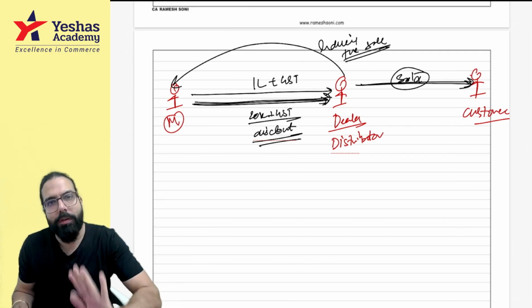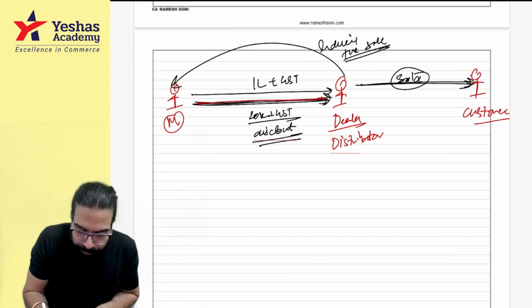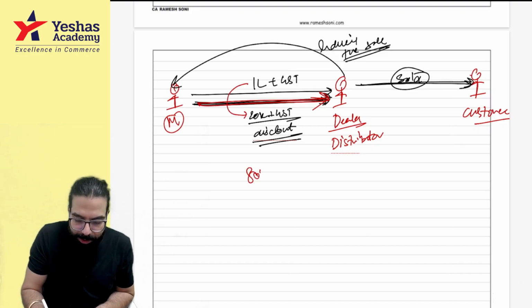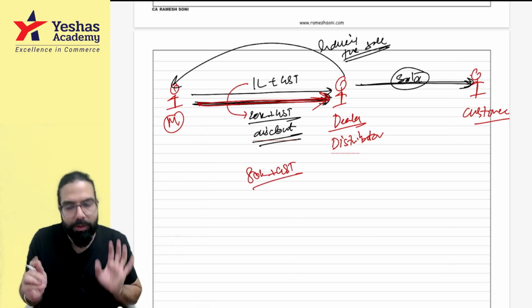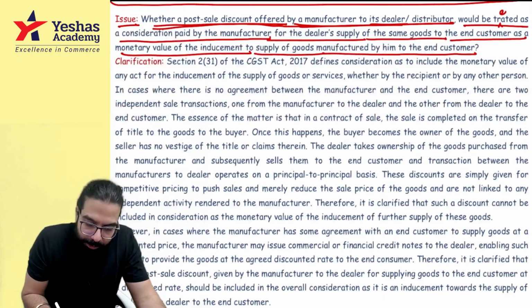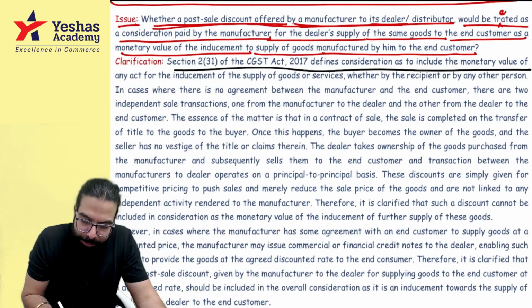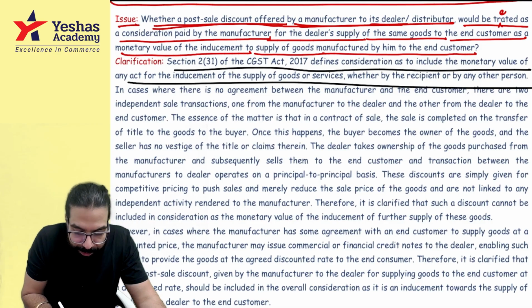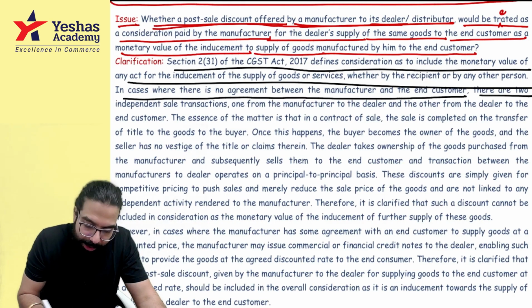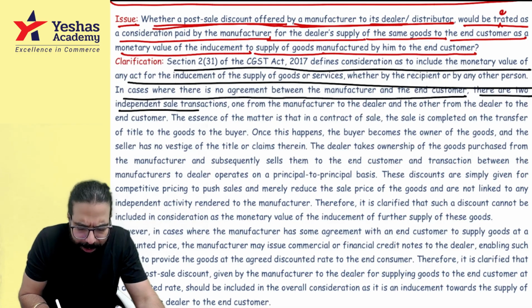Sir, simple it is. I am giving him a discount. Okay? My value of supply will be 1 lakh minus 20,000, that is 80,000, plus the GST amount. A simple clarification came. What are they telling everyone? Section number 231. In cases where there is no agreement between the manufacturer and the end customer, there are two independent sale transactions.